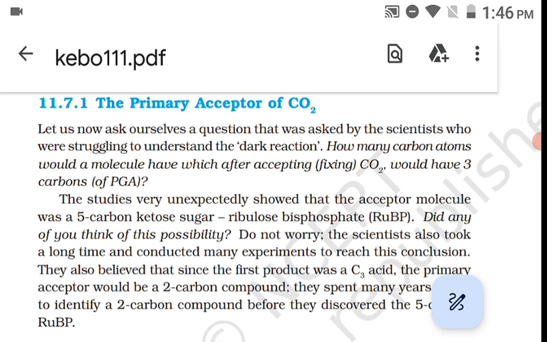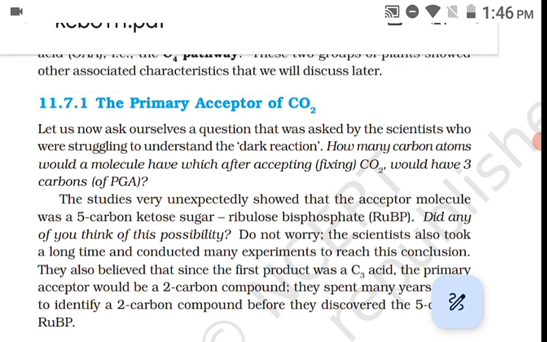केल्विन जी छोड़ गए उनके पीछे केल्विन साइकिल जो हम पढ़ रहे हैं। अरे केल्विन जी। The first product identified was 3-phosphoglyceric acid, or in short PGA. How many carbon atoms does it have?